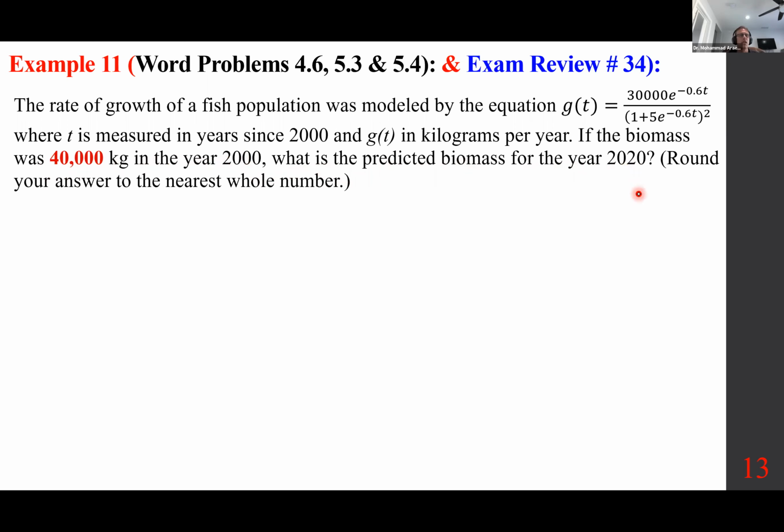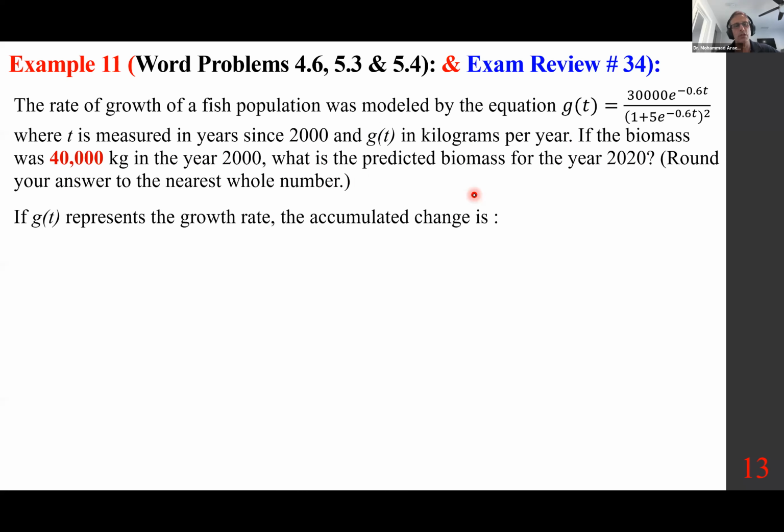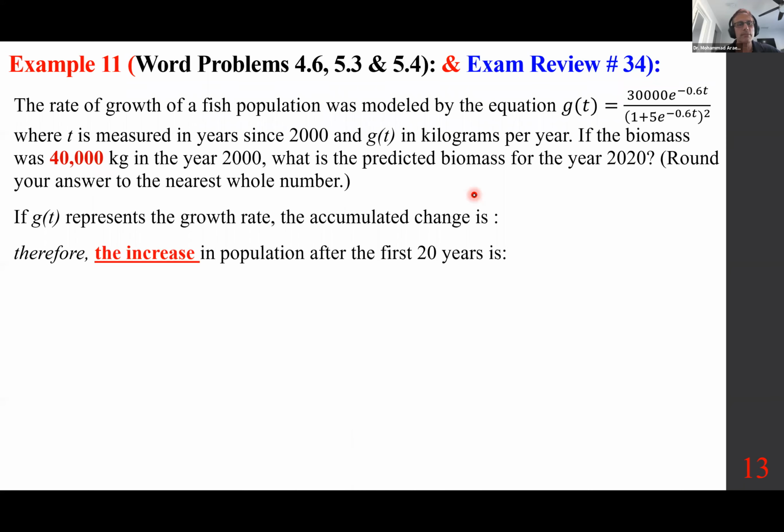We are repeating the same concept, meaning the rate of growth is given. So if we want the amount of growth, we use the net change theorem. We take the integral of that because we go from the year 2000 to 2020, from 0 to 20. That's what we need to do. This is the amount of increase. We've gone over that, so I'm going to quickly recover that for you.